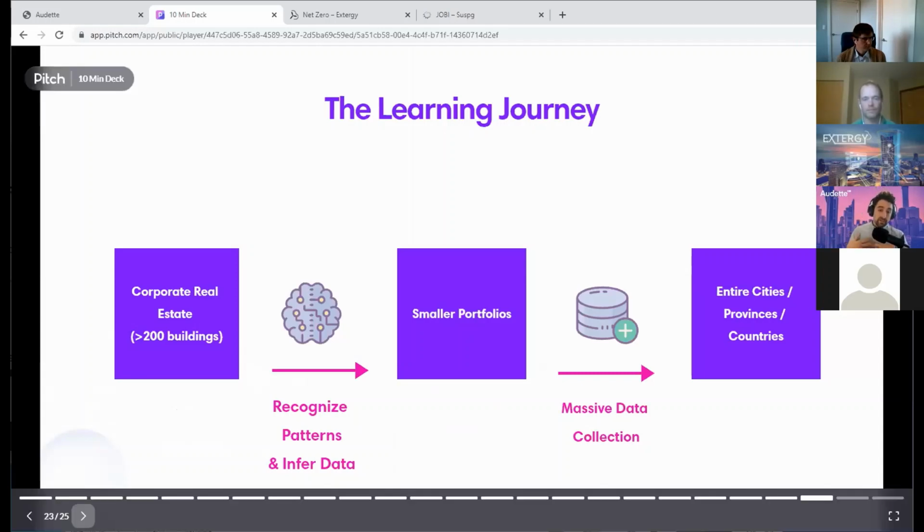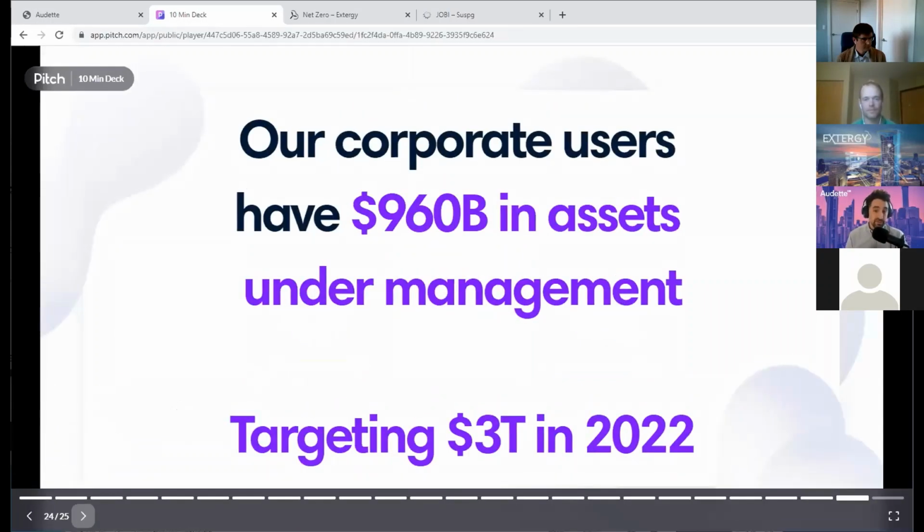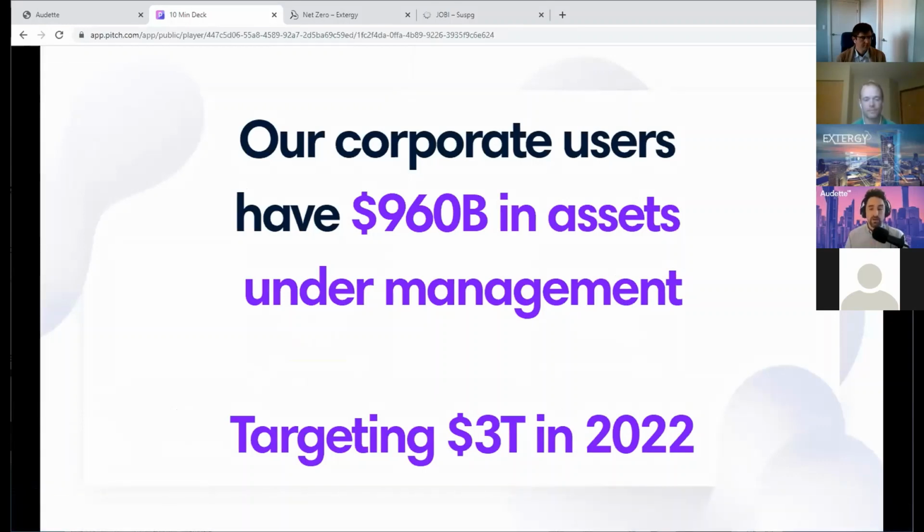So after some amazing early growth, we're happy at this point to represent users with almost $1 trillion in real estate assets. But we absolutely can't stop there. We're looking to make that number 3 trillion by next year. So if you're an asset or property manager targeting zero carbon, we want to talk to you about how we can help. We're also scaling up.